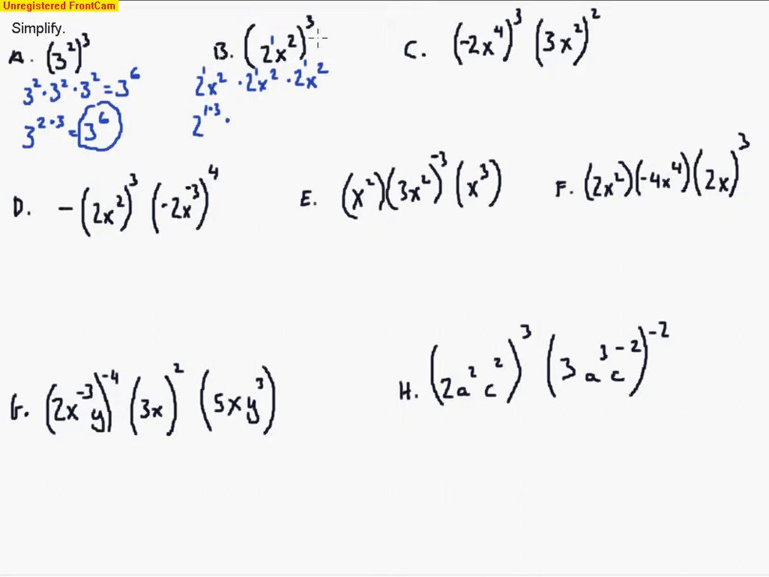And then I do the same thing here. Here I have 3 groups of x squared. 1, 2, 3 groups of x squared. So I could rewrite that as x squared times 3 because there are 3 groups of 2. So when I go ahead and multiply this out, I get 2 to the third, x to the 6th. And then if the numbers are small enough, go ahead and multiply them out. 2 to the third makes 8. So 8x to the 6th power would be the answer.